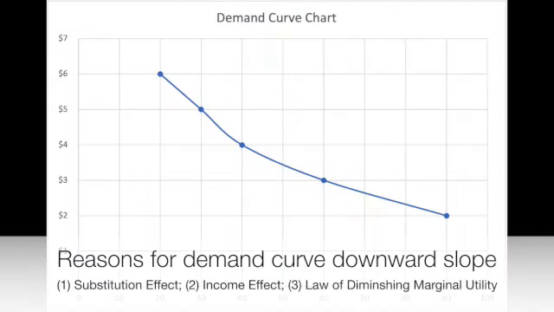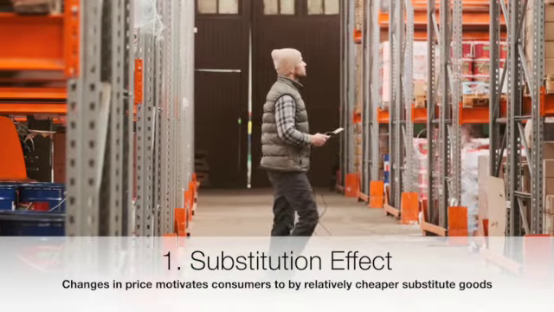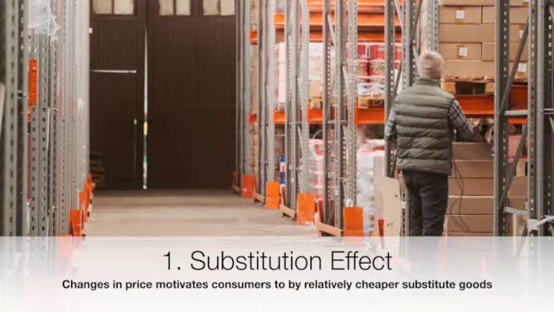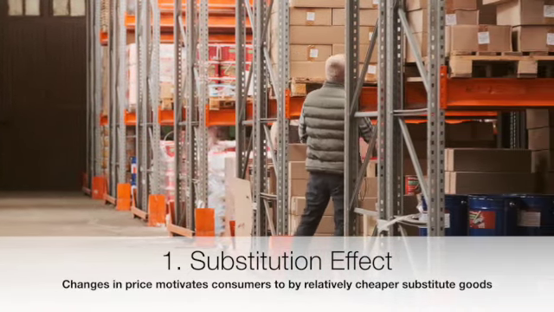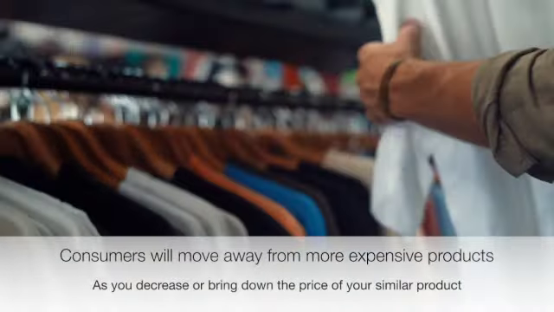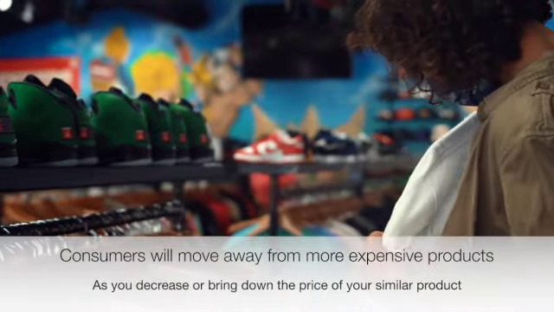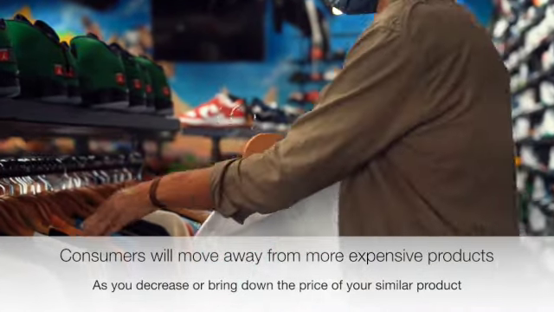And there are 3 reasons why the demand curve is downward sloping and explains the law of demand. And those reasons are the substitution effect, the income effect, and the law of diminishing marginal utility. The substitution effect states that changes in the price will motivate consumers to buy relatively cheaper substitutes. So dropping the price of your goods or service will compel the consumer to move away from the more expensive product line. Now remember, this can happen in the opposite direction as well.